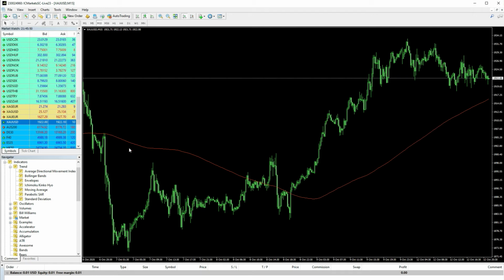Now how does this red line help the EA, Flickr, to trade? It's very easy. Any candles that are above the red line, Flickr will open a buy position. But there are also other things at play. Basically, anything above, you open a buy. Anything below the red line, you open a sell.